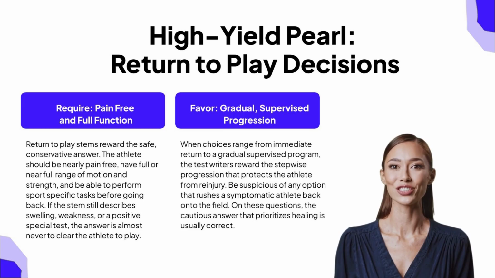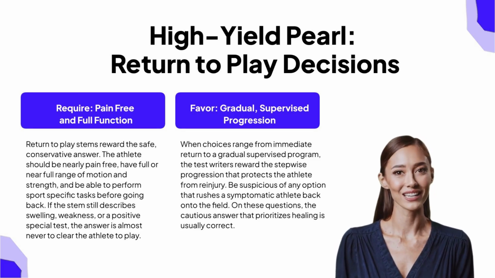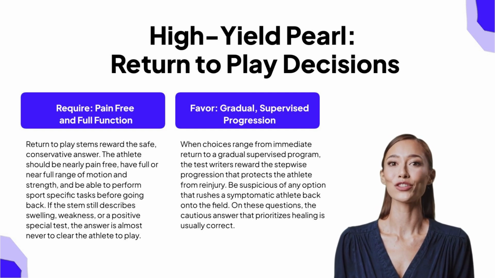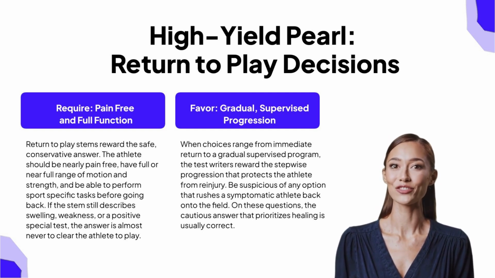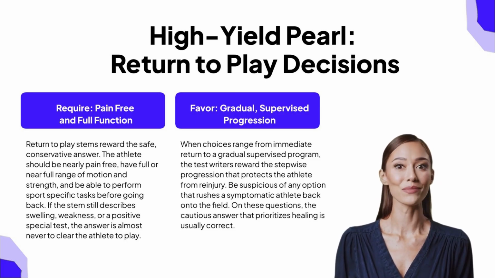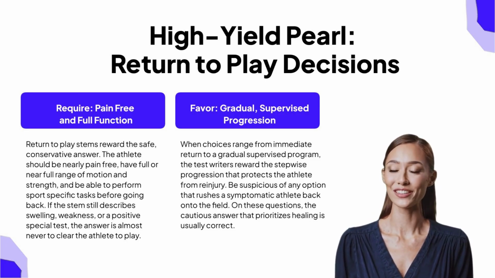If the stem is still describing swelling, weakness, or a positive special test, the answer is almost never to clear that athlete to play. When the choices range from an immediate return to a gradual supervised program, the test writers reward the stepwise progression that protects the athlete from re-injury. Be suspicious of any option that rushes a symptomatic athlete back onto the field. On these questions, the cautious answer that prioritizes healing is usually the correct one.